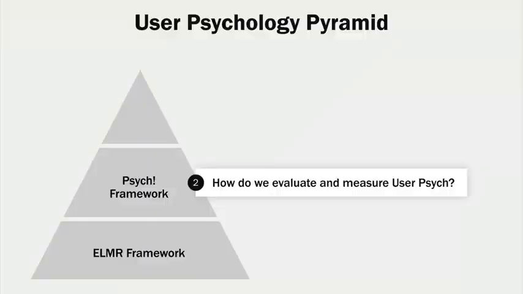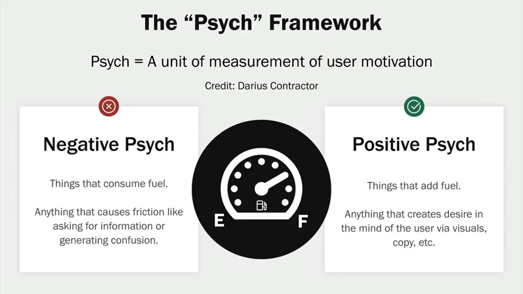What we'll then do is build on the Elmer framework and understand the question, how do we evaluate and measure user psych? We use a framework called the Psych framework. This was created by Darius Contractor, a growth engineering manager at Dropbox. The Psych framework helps us take something that's very subjective and very soft and hard to wrap our heads around and make it a little bit more concrete by giving ourselves a unit of measurement of user motivation called psych.